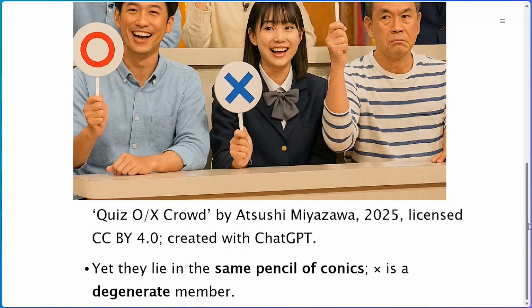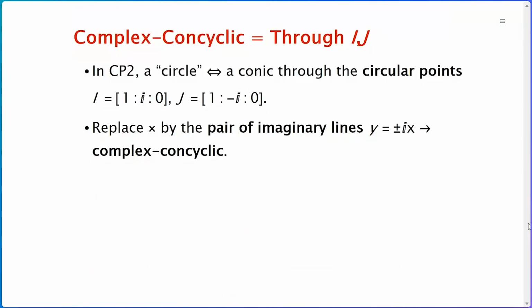Okay, so the configuration is not concyclic, but it is complex concyclic when we step into CP2. And here is the first twist. Topology keeps them apart, yet projectively they can be members of the same pencil of conics, with a cross as a degenerate member. This is a sense in which same family, different topology holds.